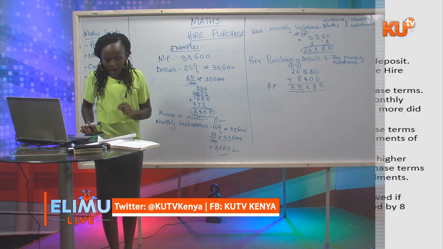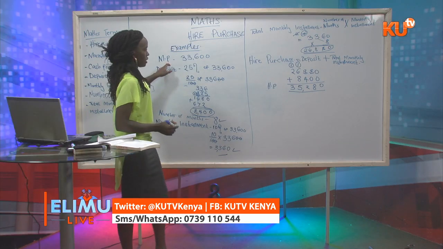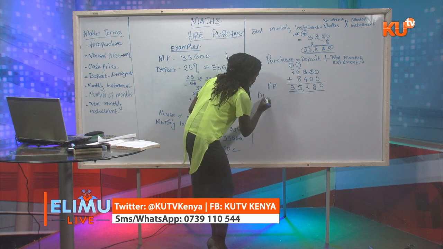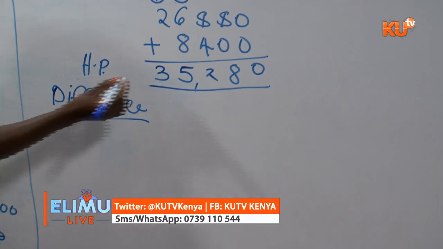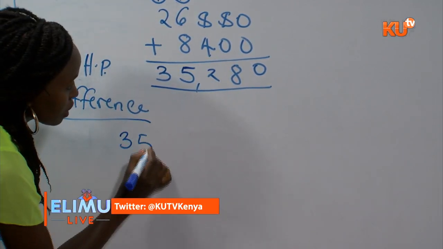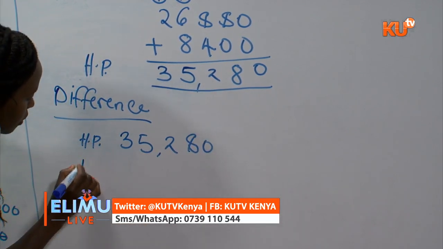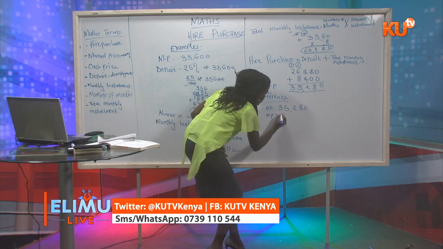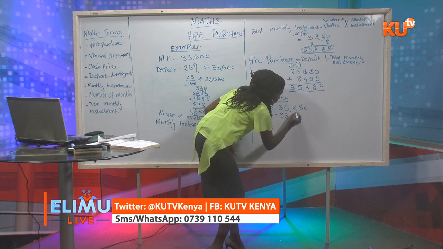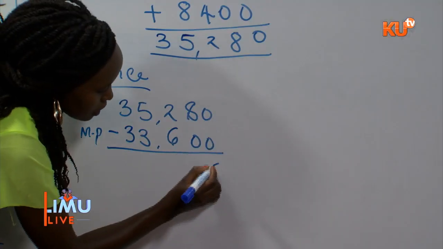Now from there, we can look at our question. The question was, how much more did he pay than the marked price? How much more was the hire purchase compared to the marked price? We get the difference now. So we take the hire purchase, which is 35,280. We subtract the marked price, which is 33,600.